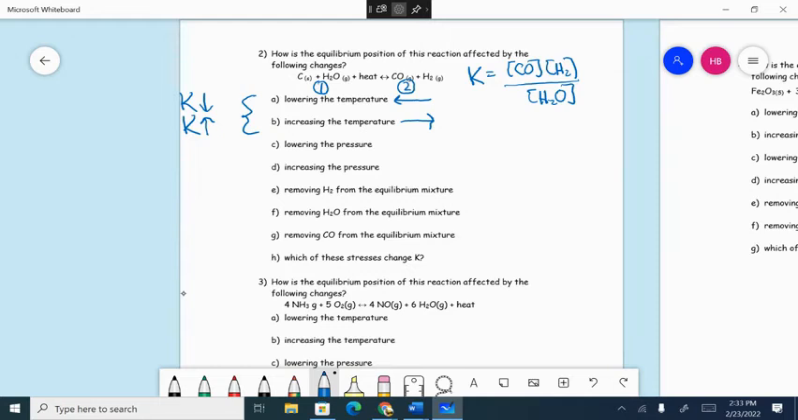Lowering the pressure, spread out, increasing the pressure, compress. Remove a product, shift to compensate that by shifting towards the products. Remove a reactant, shift this way. And the only stresses that change K are the ones that have to do with temperature.